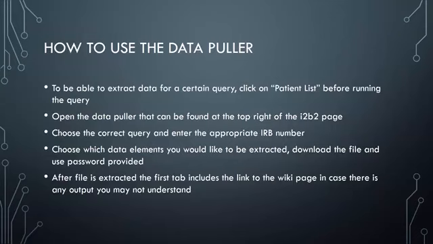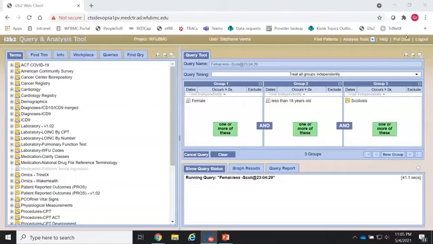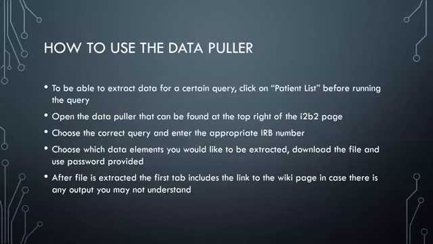Open the data puller, which can be found at the top right of the i2b2 page. Choose the correct query and enter the appropriate IRB number. Choose which data elements you would like to be extracted, download the file, and use the password provided.